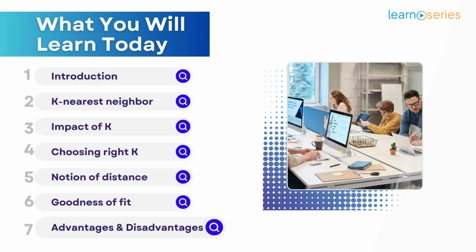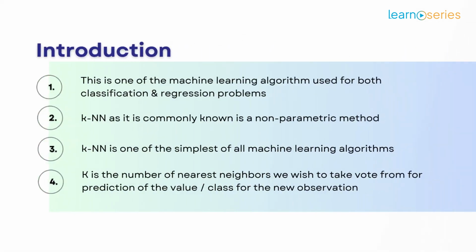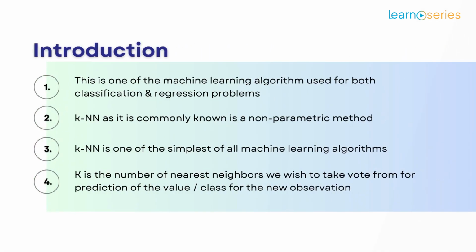So this is the idea of K nearest neighbor. How will you classify a new data point? Which class does it belong to, class 0 or class 1? That is determined by the nearest neighbors.